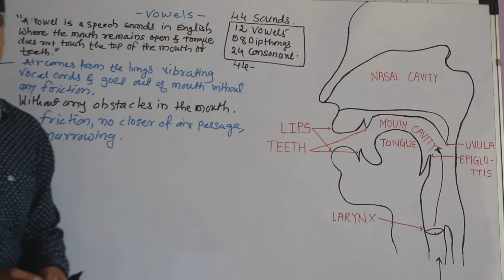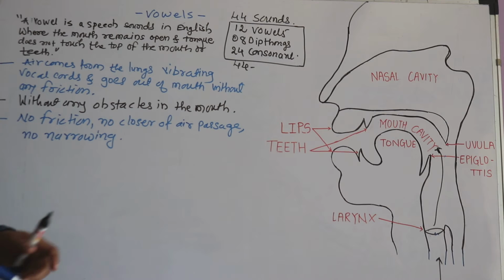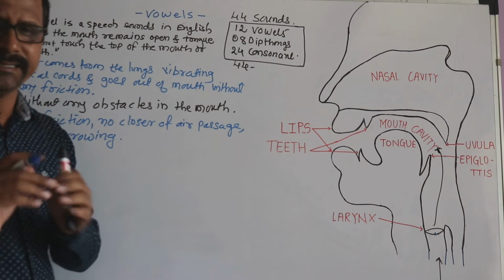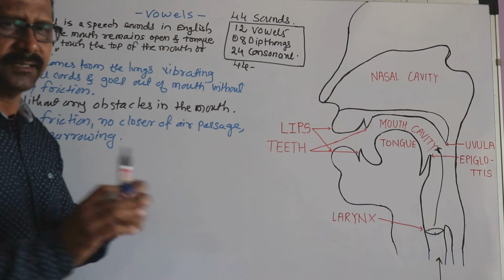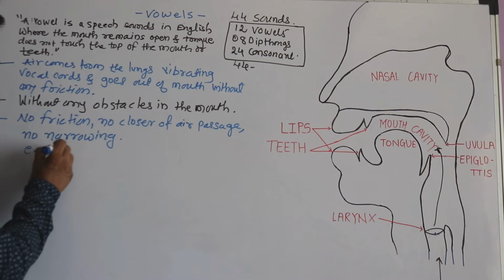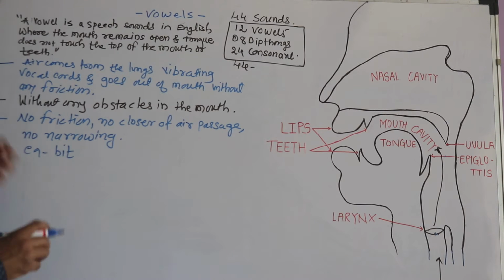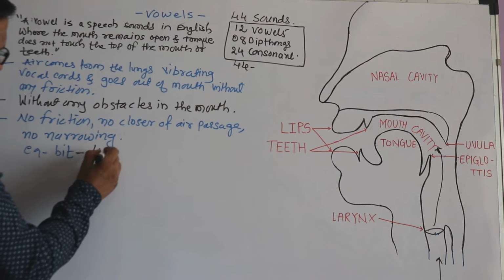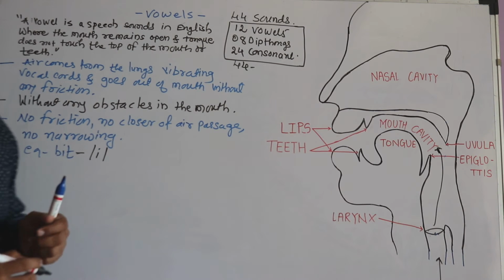Just take an example. Suppose I have to produce a sound, any kind of sound. For example, I have to produce the sound of beat. So it has this vowel sound.